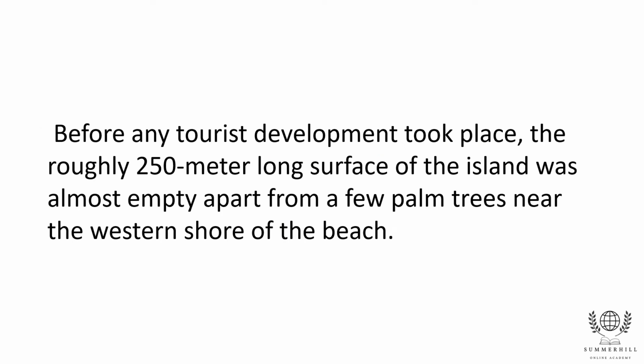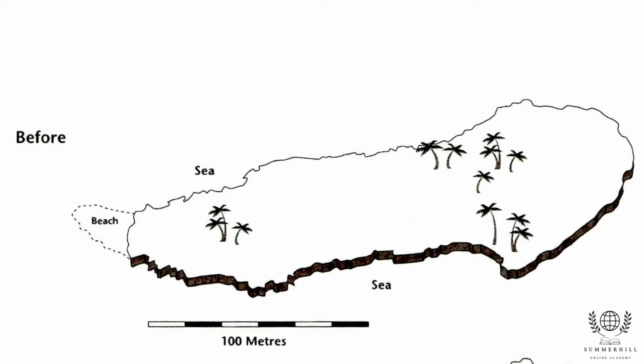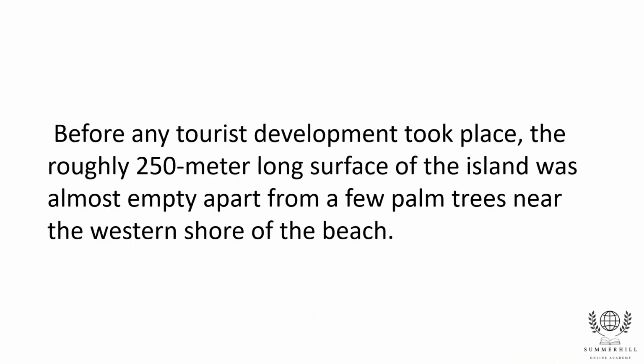Before any tourist development took place, the roughly 250-meter-long surface of the island was almost empty apart from a few palm trees near the western shore of the beach. Okay? Again, we didn't spend a lot of effort describing the very few details that we have on this map. There's really the beach, there's an empty area, a few palm trees around. We have a measurement that shows a 100-meter length, so we can approximate that this is around a 250-meter-long island. We don't have to be very precise here, right?